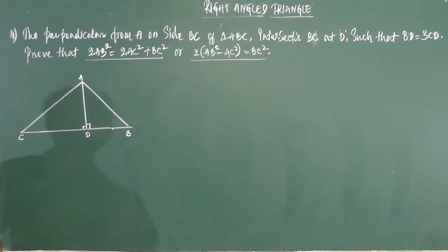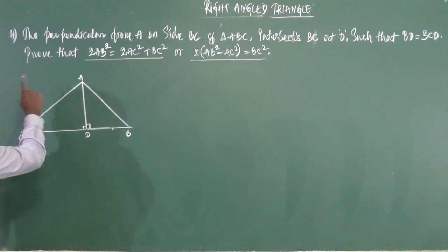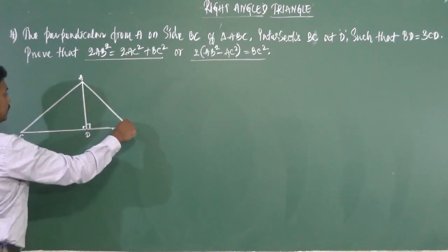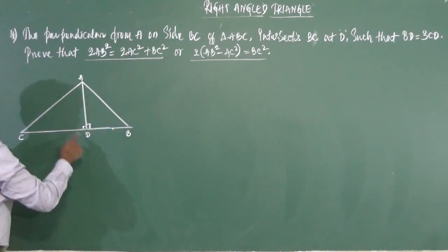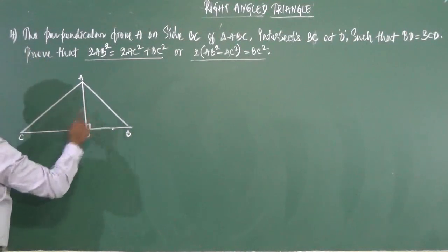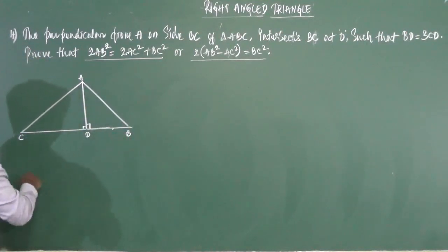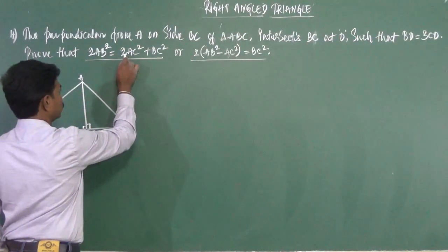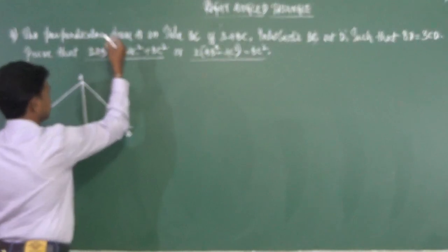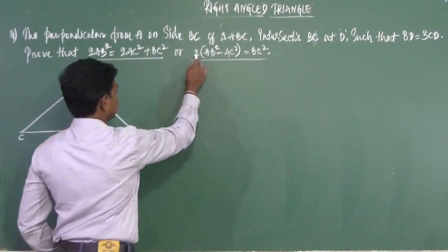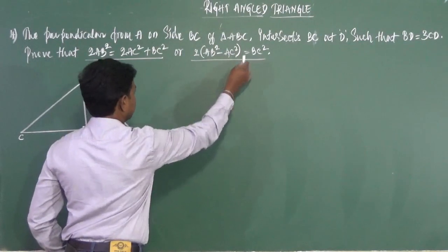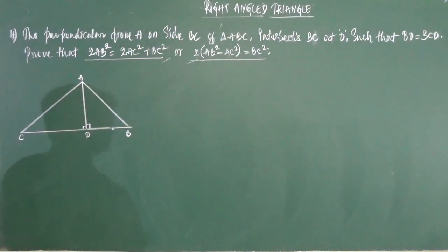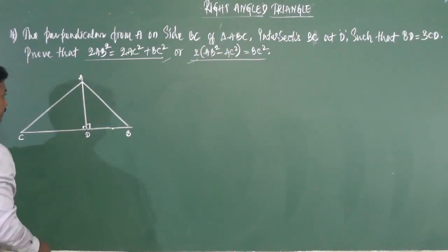So BD is equal to 3CD, and then prove that twice the square on AB is equal to twice the square on AC plus 1 time the square on BC. Or another format is to send this 2AC square to the LHS and take 2 common, so it looks like this: 2 into AB square minus AC square is equal to BC square. The same problem can be asked in 2 different ways. So it's very simple, right? So let us write the data.